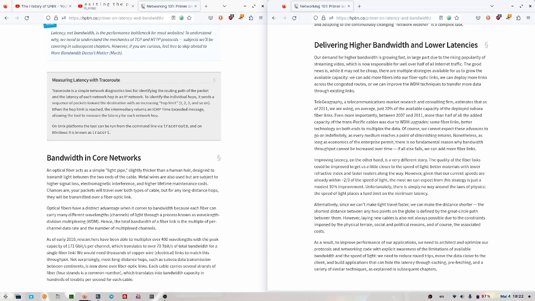Not surprisingly, most long-distance hops, such as subsea data transmission between continents, are now done over fiber optic links. Each cable carries several strands of fiber. Four strands is a common number, which translates into bandwidth capacity in hundreds of terabits per second for each cable. Bandwidth at the network edge.